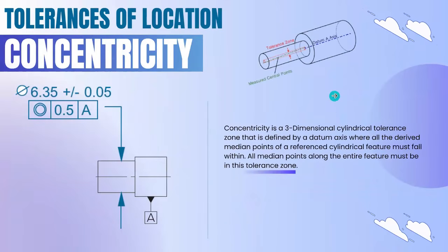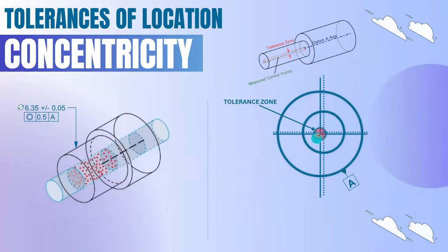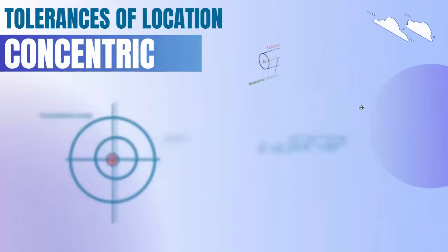Now we're going to see concentricity. Concentricity is the same as position. Here the datum axis and the feature axis should be in line. So here we're going to see the variation, the offset. The exact theoretical value should be 0, 0 for the feature. But here you can see in this dotted line, the variation is there. So we're going to calculate that variation.